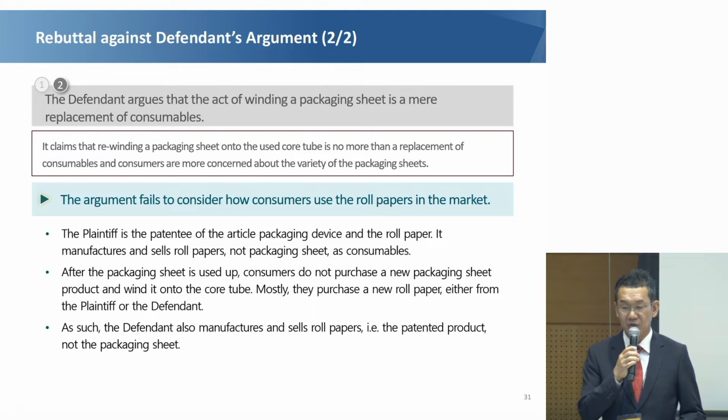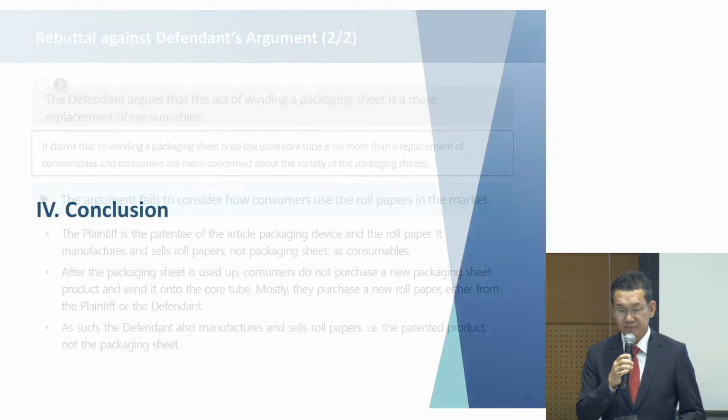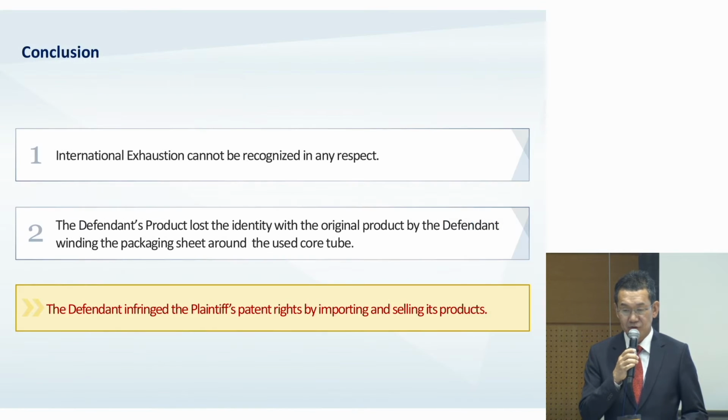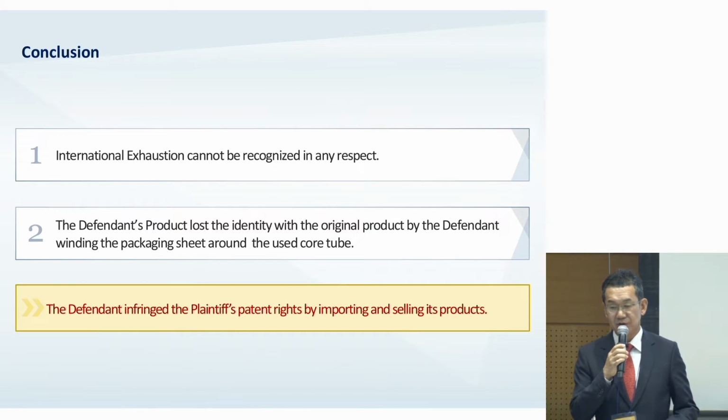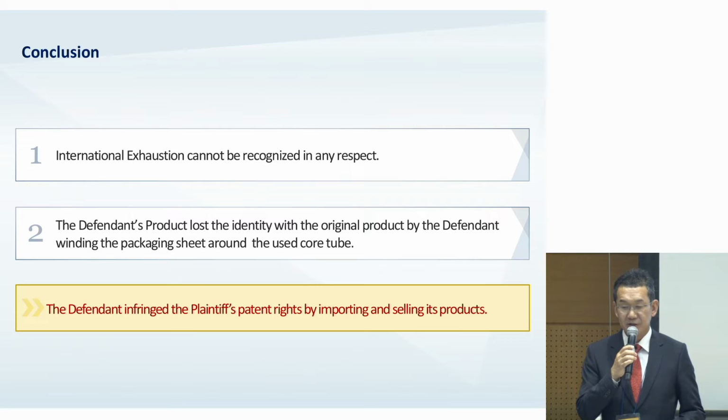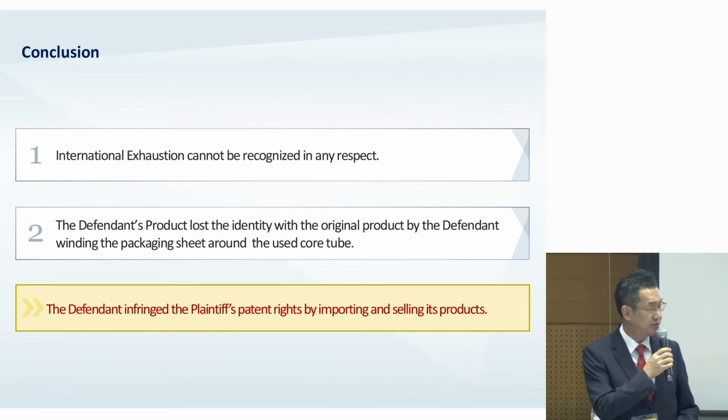Secondly, defendant argued that the act of winding the packaging sheet is the mere replacement of the consumable. Again, this argument failed to consider how the consumer used the roll paper in the market, as was clearly confirmed by the consumer survey. Conclusion, the international exhaustion cannot be recognized. And then secondly, defendant product lost the identity with the original product. That ends my presentation, Your Honor.